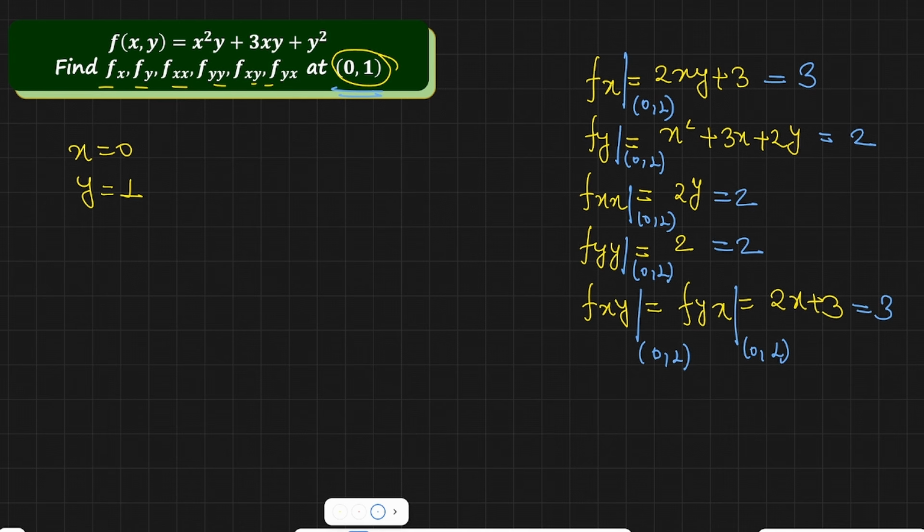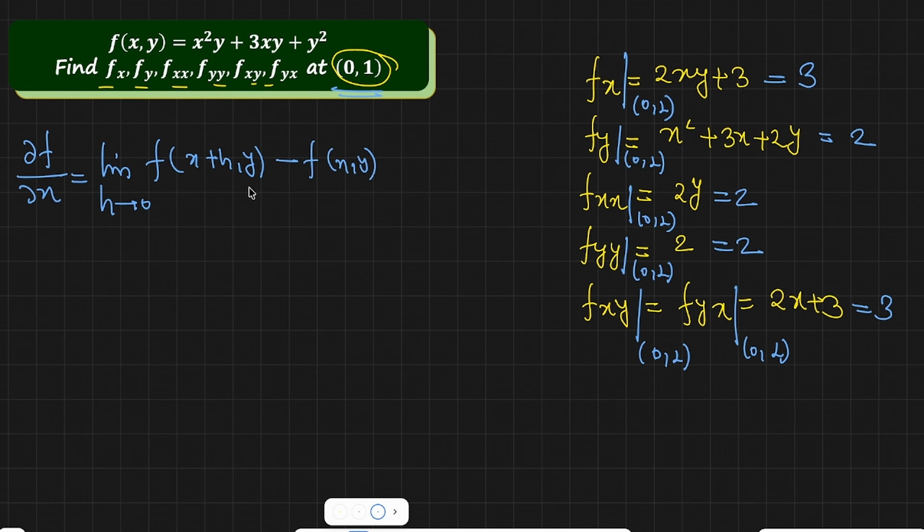Now we'll say, sir, simply show us using the formula the partial derivative with respect to x. It is the limit as h tends to 0 of f of x plus h comma y minus f of x comma y, divided by h. When I apply this formula, I will also get the same 2x plus y plus 3. How do we get it? Just see.